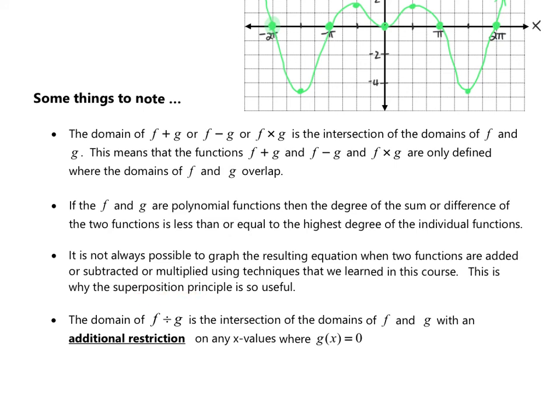Okay, and the last, and I would say the most important note, is just to consider that the domain of f divided by g is the intersection of the domains of f and g, but there's an additional restriction, because any values where g of x equals 0 would also be a restriction in the domain. Okay, so go ahead and practice some of that.